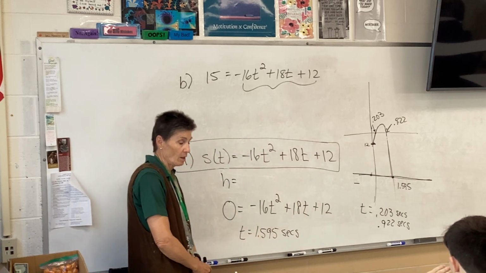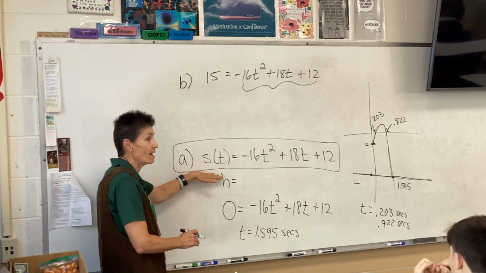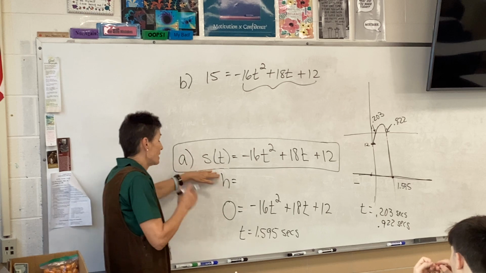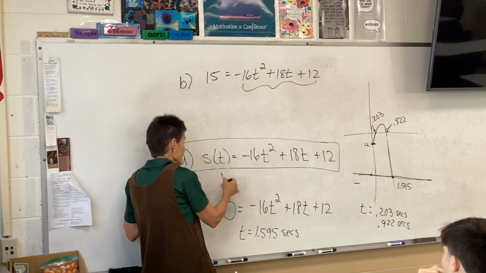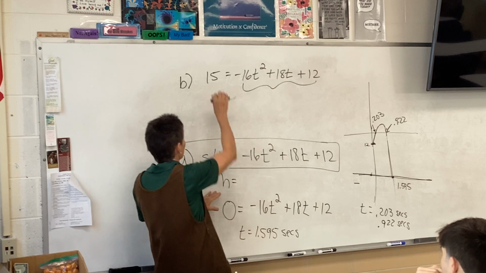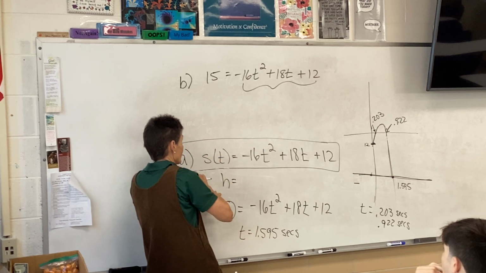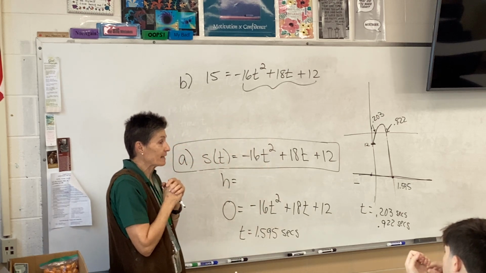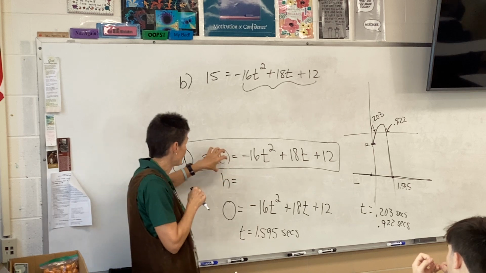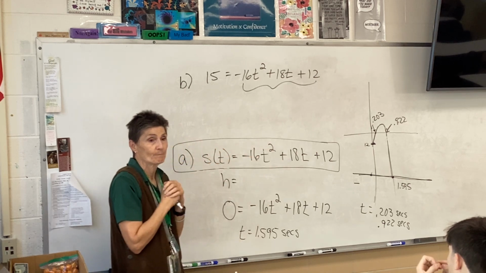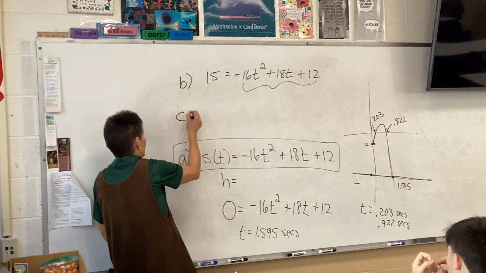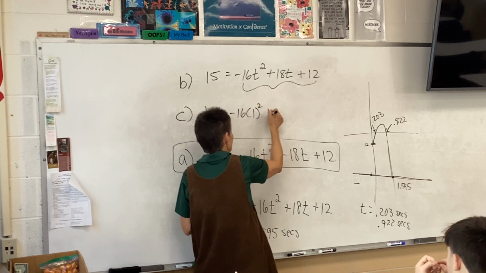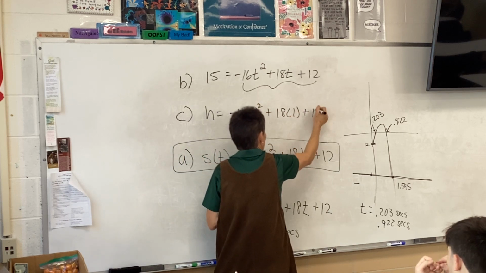How high is the ball after 1 second? Now remember, every part of this problem comes back to this equation. You will always either plug a number in here, like we plugged in 15, or you'll plug a number in here. 1 second. Where does the 1 go? Does the 1 go in here for the height, or does the 1 go in here for the time? Time. So, my height is going to be negative 16 times 1 squared plus 18 times 1 plus 12.